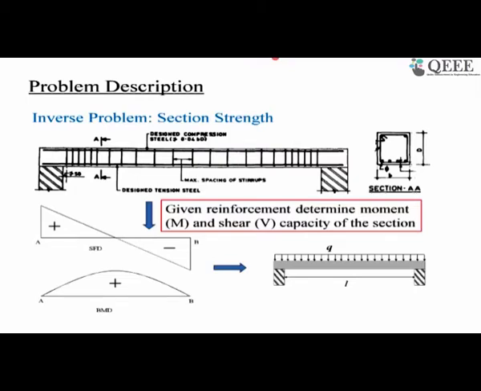It is the determination of the strength of a section. Suppose I give you this design and I ask you, tell me what is the strength of this section. Strength of this section means how much bending moment or how much shear force this section or this beam can take. Here the problem description is we know the design of the beam, meaning we know the dimensions of the beam, we know the reinforcement of the beam. Now with this information we need to find out what is the maximum moment and maximum shear force this beam can take.